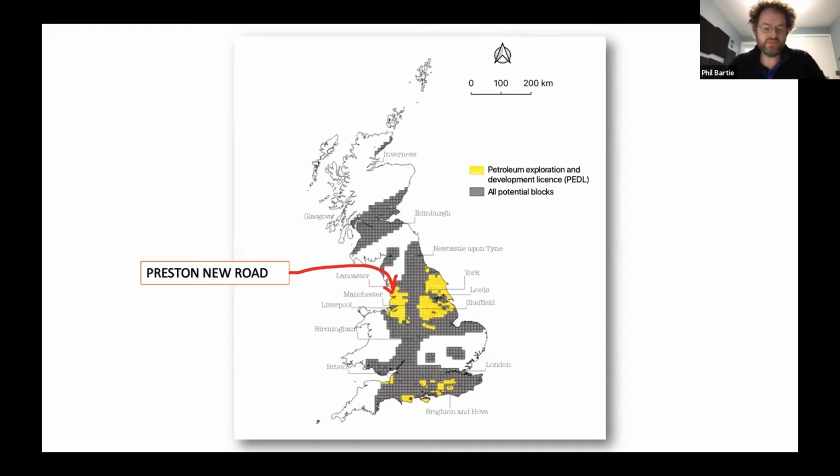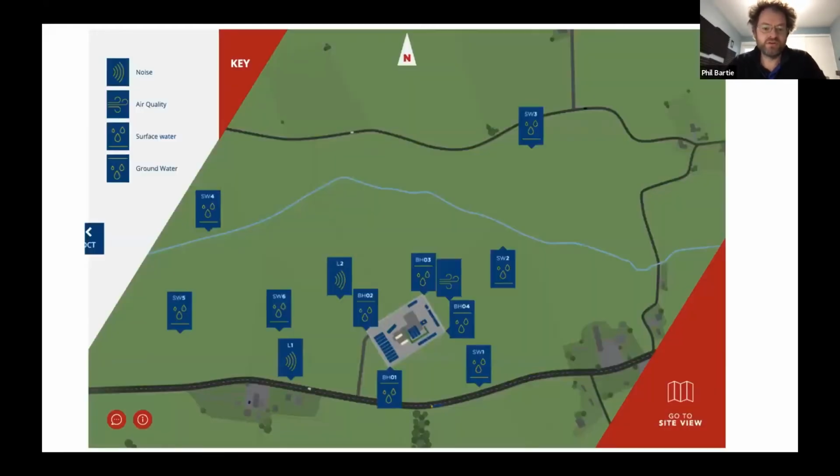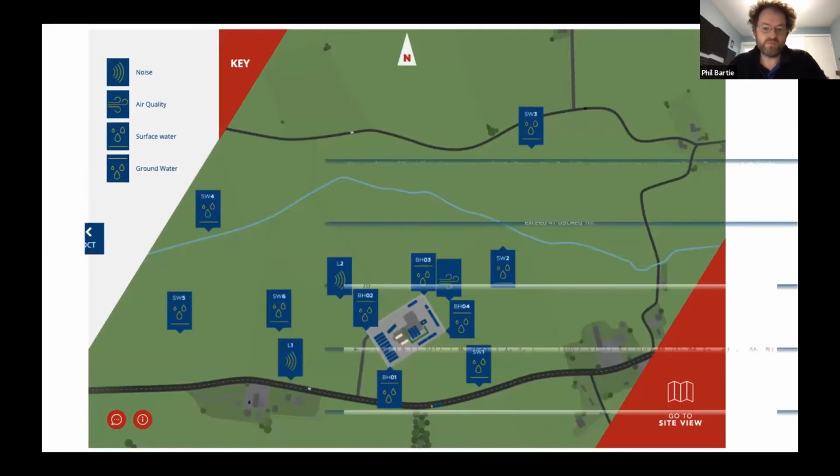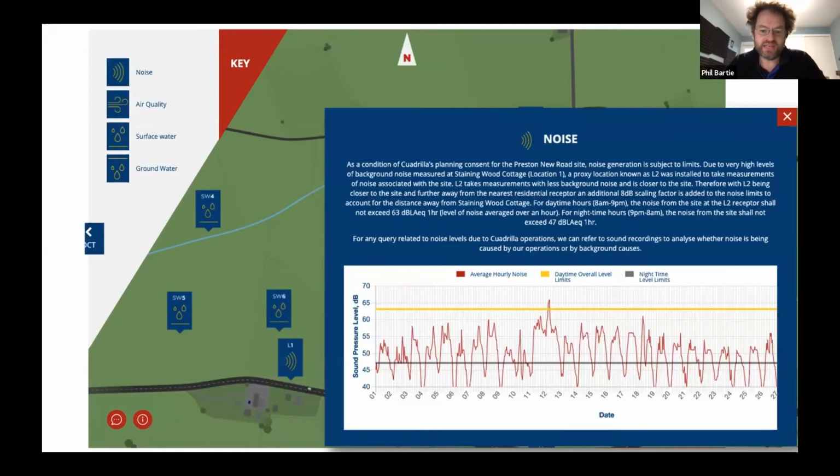And to give you an idea of what these things are like, this is the Preston New Road website. So you can see there's the site, and around it they have sensors. So they're very aware of the environmental impact, and they're recording noise, air quality, surface water, groundwater. And you can click on those and get the data sets for what the noise was around that area.